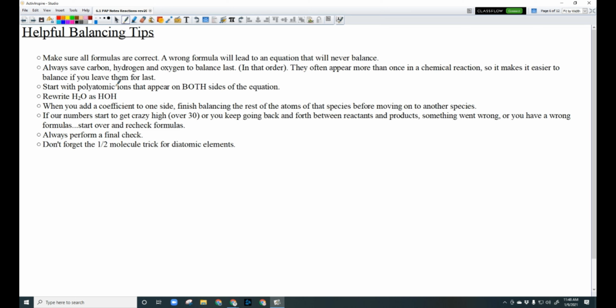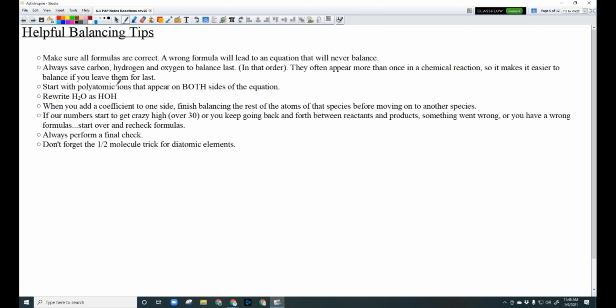When you add a coefficient to one side, finish balancing the rest of the atoms of that species before moving on to another. Okay, and also once you balance something that changes something before it, go back up and backtrack, fix it before you move on.